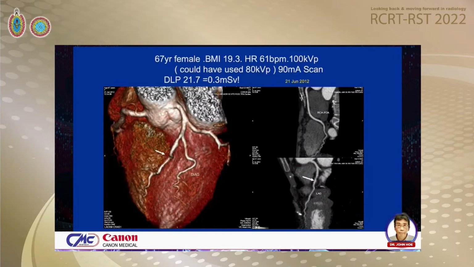So for example, this is a scan done almost 10 years ago. 67-year-old lady, 100 kV scan. The MA was 90, and you can see the image quality is quite good, and the dose was 0.3 millisieverts.